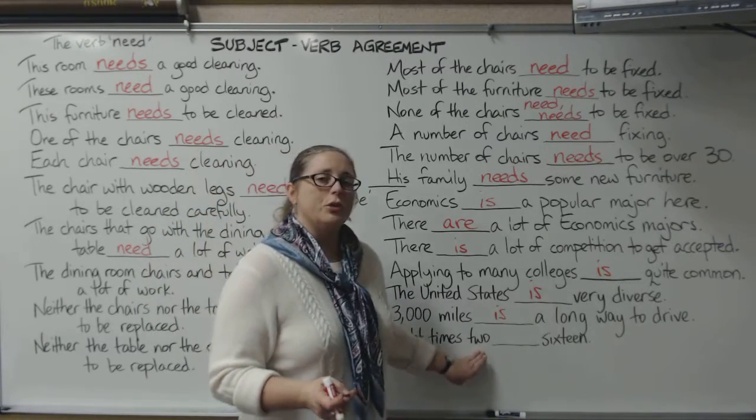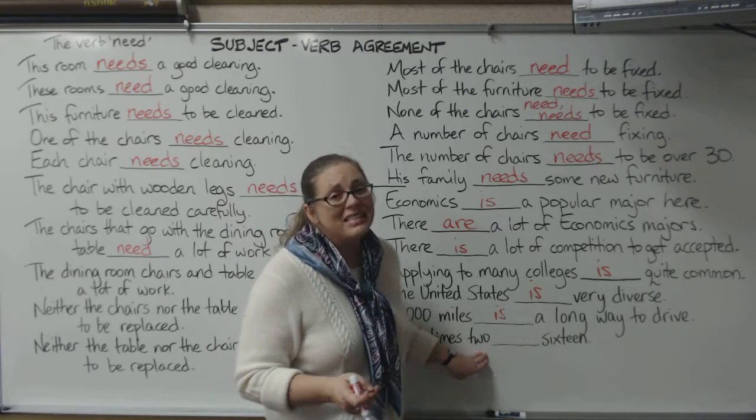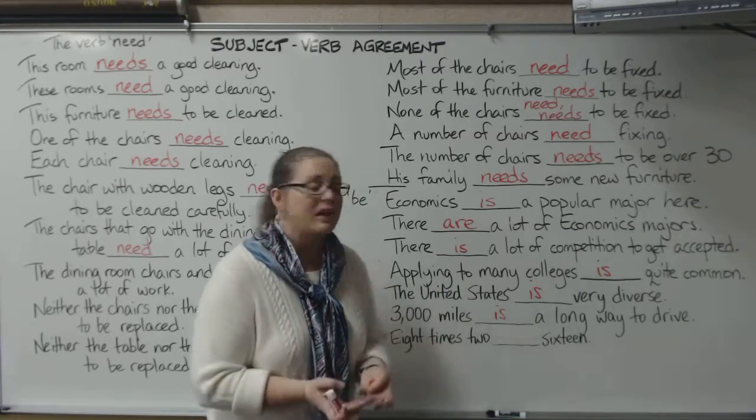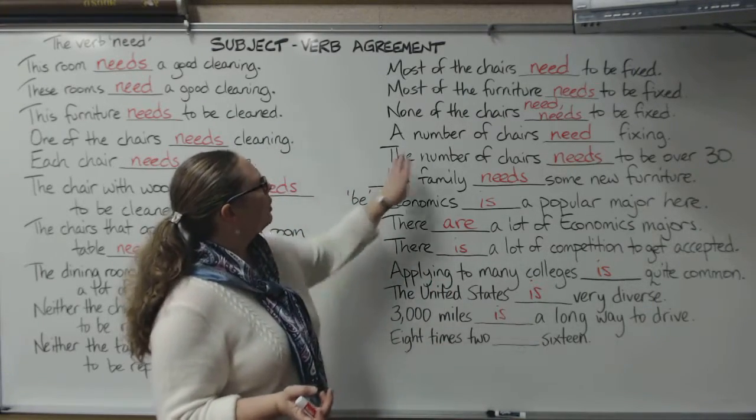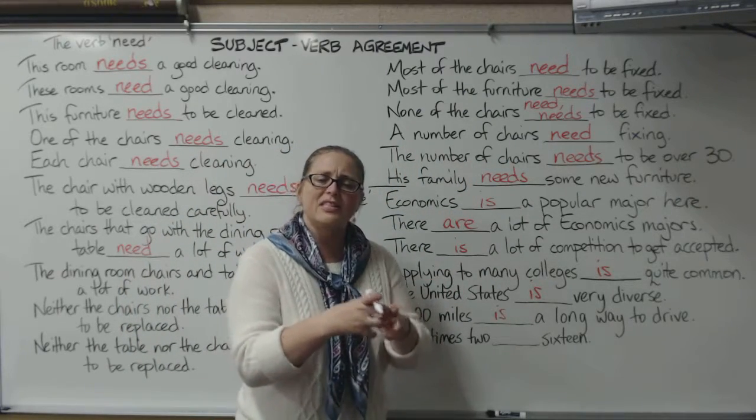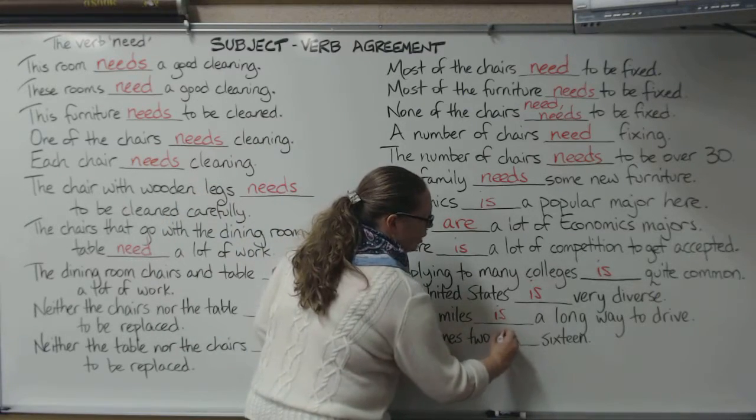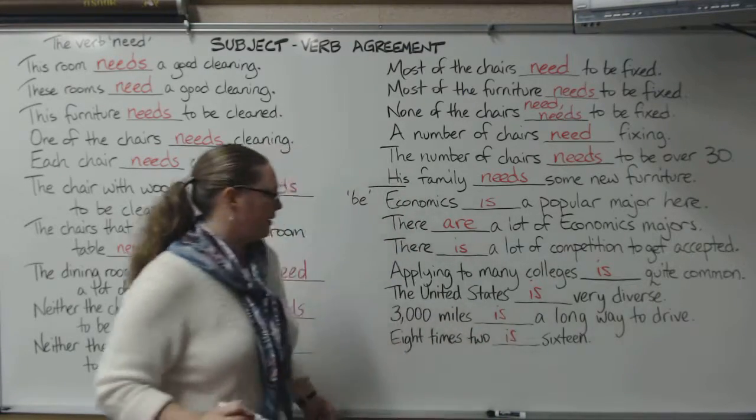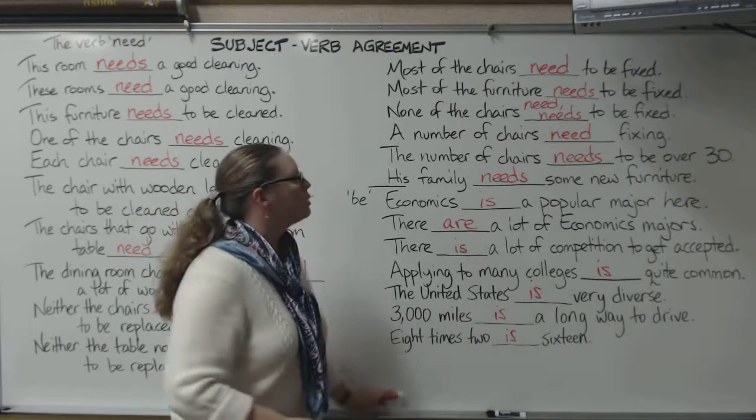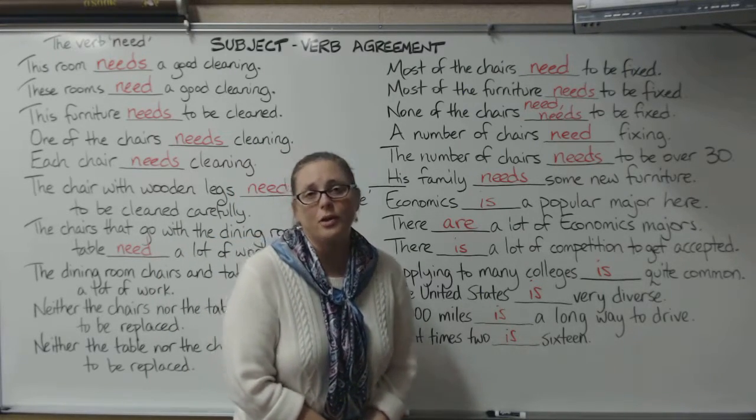8 times 2, mathematics, also uses singular verbs to talk about the sum, the product. A little bit like up here when we were saying the number of chairs. When we're looking at the sum product of something, we use a singular idea for that. 8 times 2 is 16. So hopefully this will help you with all of your future subject-verb agreement problems.